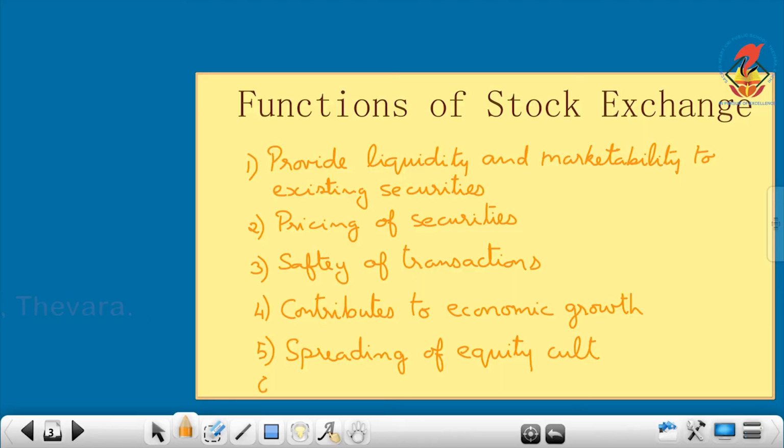One more function which I forgot. One more function is there, and that function is to provide scope for speculation.